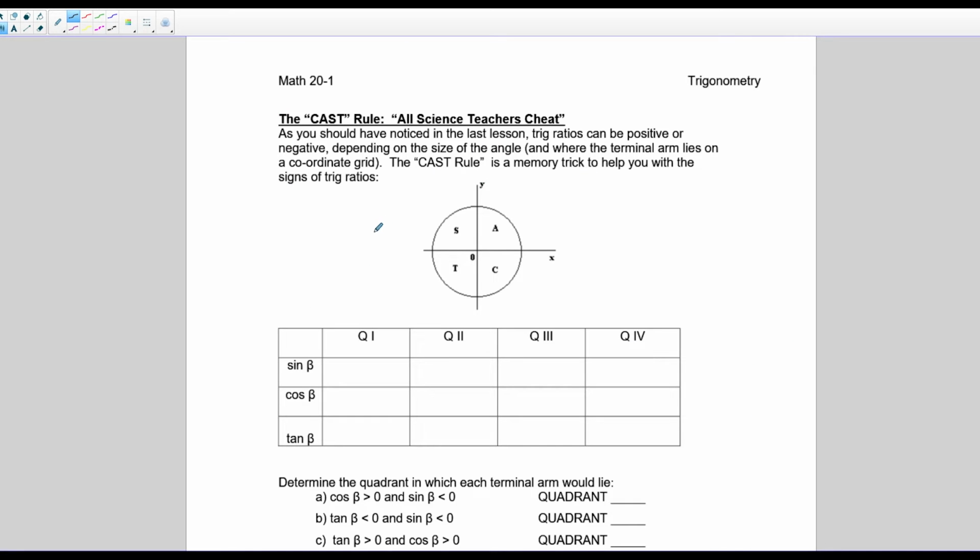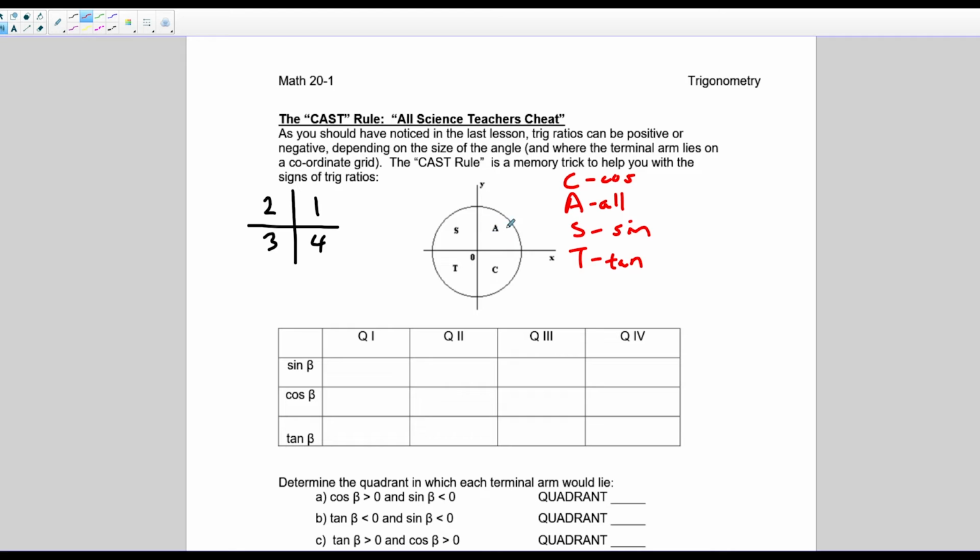So now we're going to skip ahead to the cast rule. One way to remember the rule is by using the mnemonic all science teachers cheat, but because I love all the science teachers at our school, we're just going to call it the cast rule. So the cast rule essentially just tells us exactly what our trig ratio signs are going to be in each quadrant. Now to remind you guys, we start off with quadrant 1 in the top right, then 2, 3, and 4 following it. Now the cast rule, we have C, which is obviously cosine, A meaning all, S is sine, and T, which is tangent.